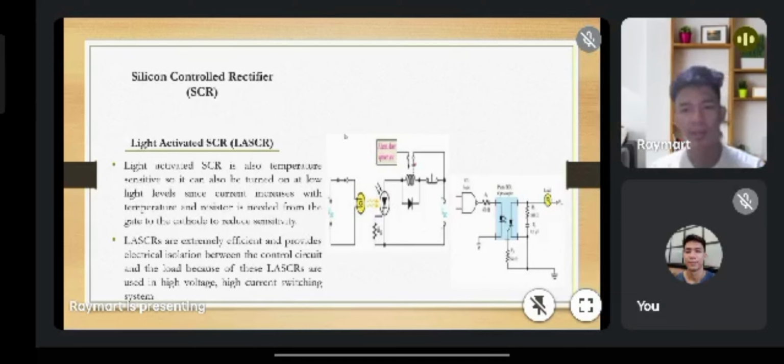So this is the diagram of the light activated SCR, with the DC voltage and the light bulb, which will be triggered by using light here.